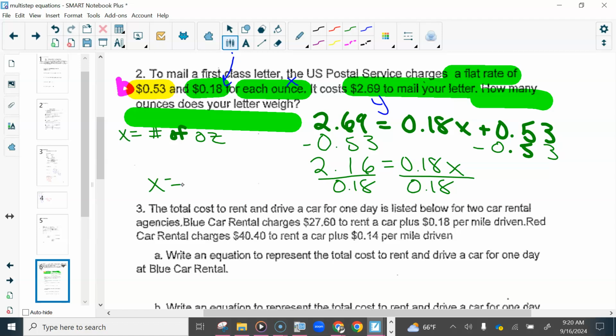Say that number again. 12. And then because these are word problems, we need labels. 12 what? Ounces.